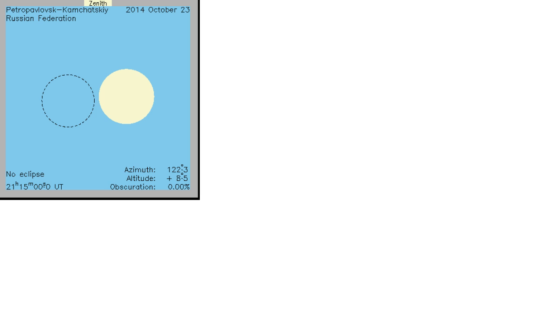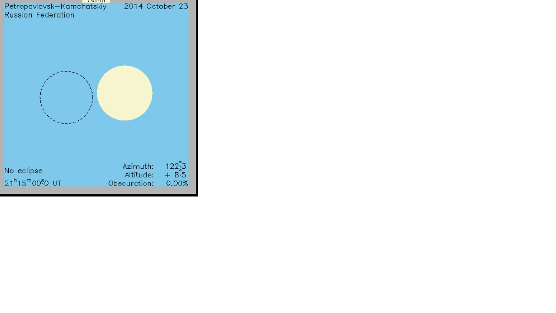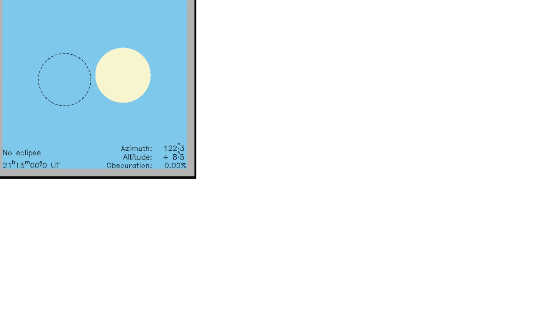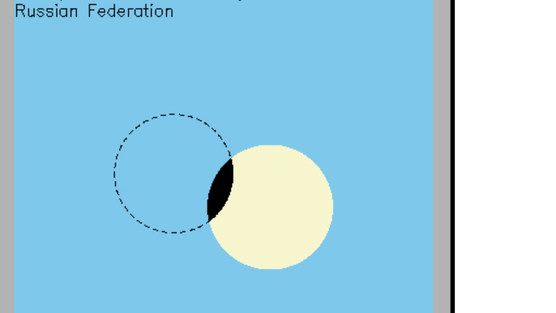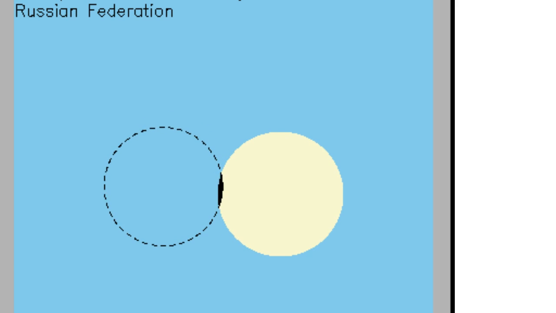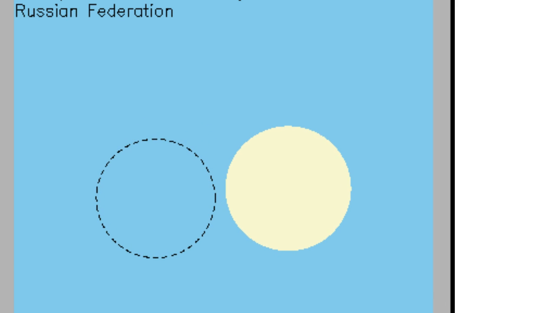This right here is from Russia. The eclipse will start for them a little bit before the sunrise. And this is how they will see it in there. Maybe about 6% or so.